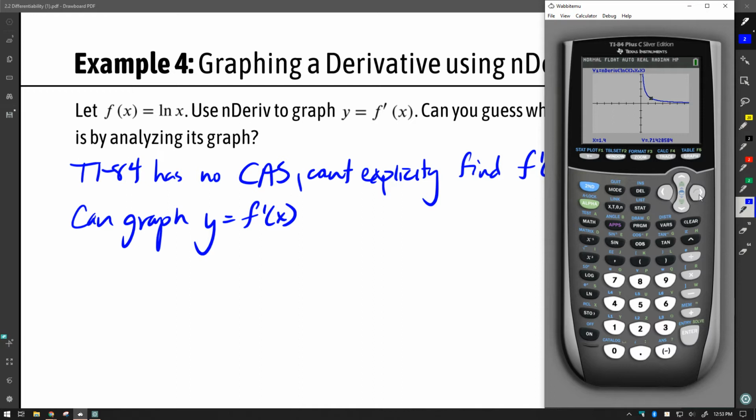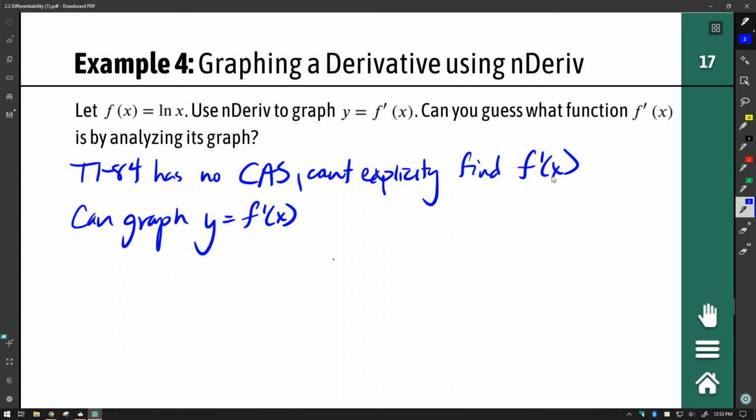What about at 1.5? 2/3. What about at 2? Oh, at 2, the value of the function is 1/2. I know what function that is, and you probably do too at this point. This function appears like 1 over x. Can I guess what f prime is? f prime is 1 over x.